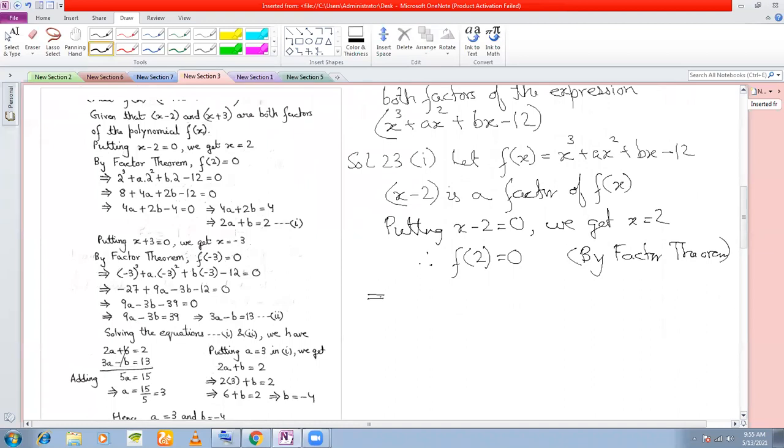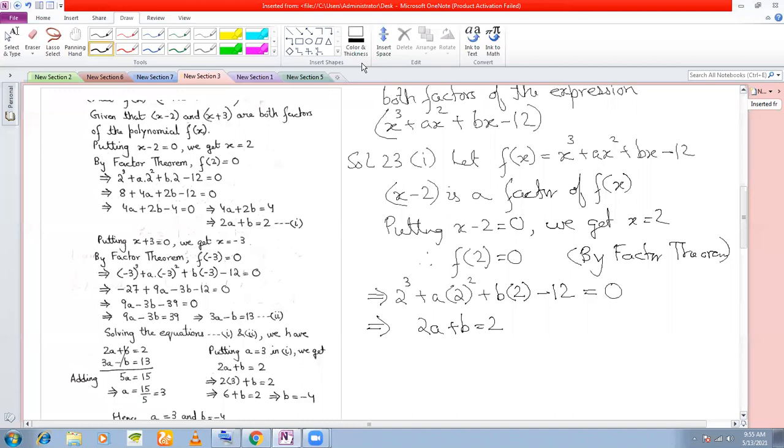So just put it here. We have 2 cubed plus a into 2 squared plus b into 2 minus 12 is equal to 0. Okay, so you simplify this, you will get 2a plus b is equal to 2, and you call this equation number 1.